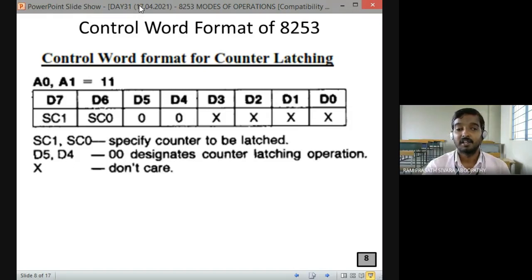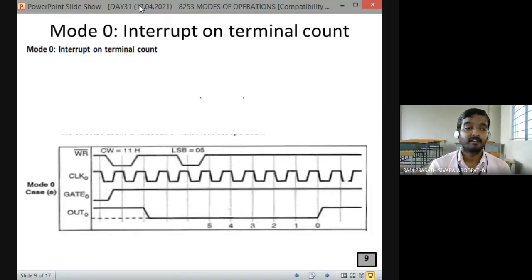See, only if we know all these things can we program the 8253. That's why we are having these things. Okay, fine. Now we'll go with mode 0, interrupt on terminal count. So what is the meaning of interrupt on terminal count? The name itself indicates what it means.